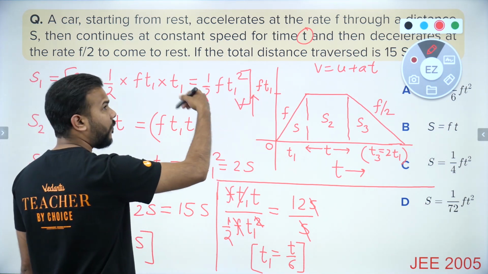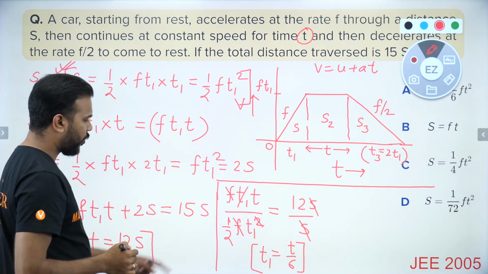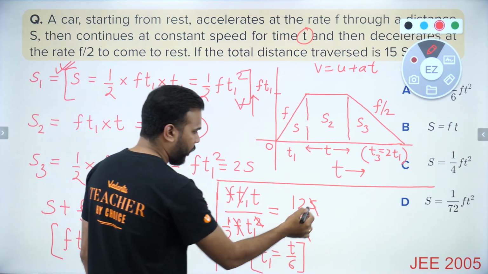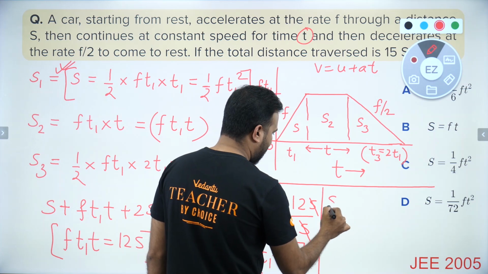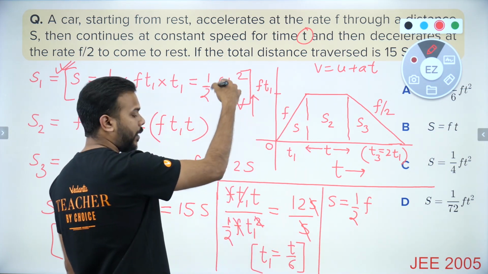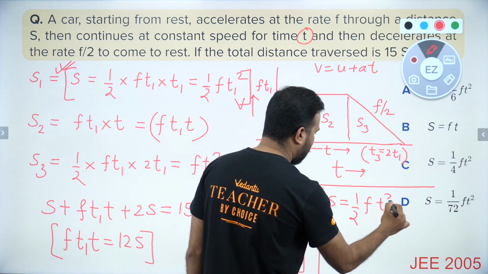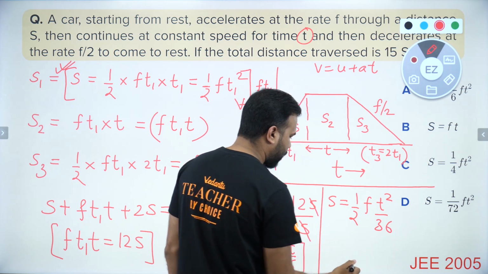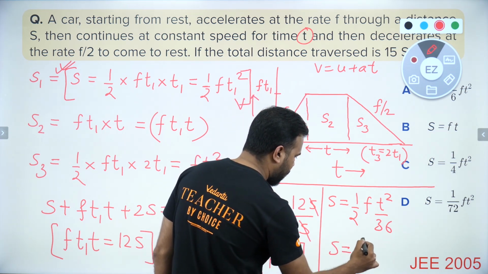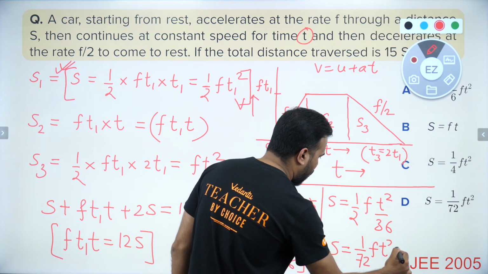So we got the value of t1 in terms of t, and now because your answer has to be in terms of t, I'm going to use this equation and put the value of t1 over there. So I get s is equal to half f, and over here I'm putting the value of t1, and that is t1 square. That means what do I get is t square by 36. Means what guys? S is equal to 1 by 72 f t square.